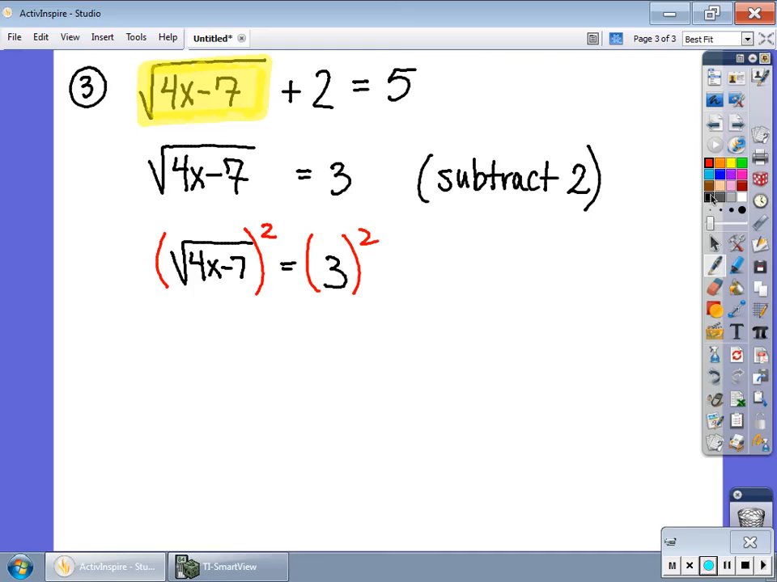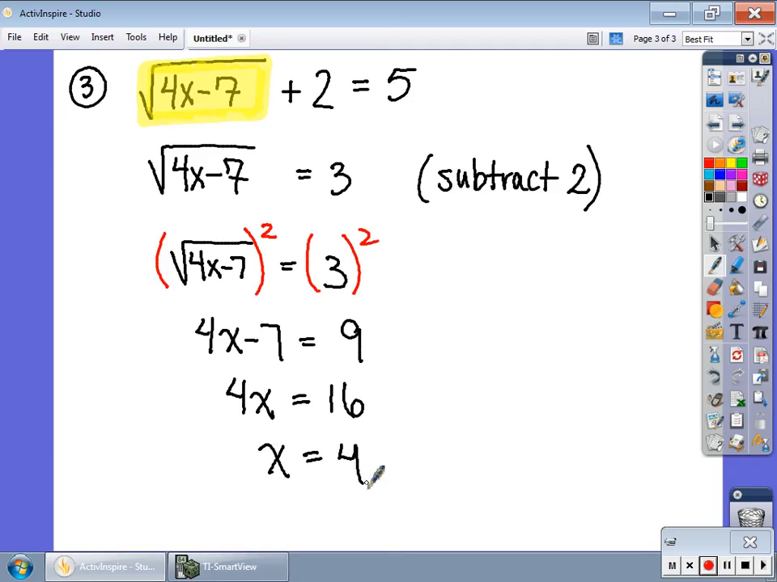What happens is the square root and the square kind of cancel each other out. I really don't like that phrase, and I know I keep on using it, but they cancel. Equals 3 squared is 9. And then it's a nice linear equation that we're solving. We're going to add 7 to both sides. So the 4x then is equal to 9 plus 7 is 16. Then we're going to divide by 4 on each side, and x is equal to 4.